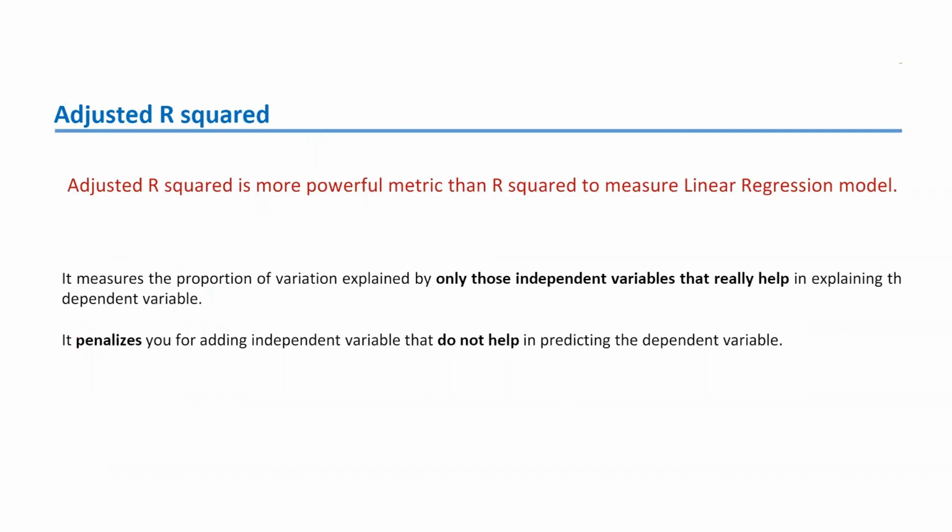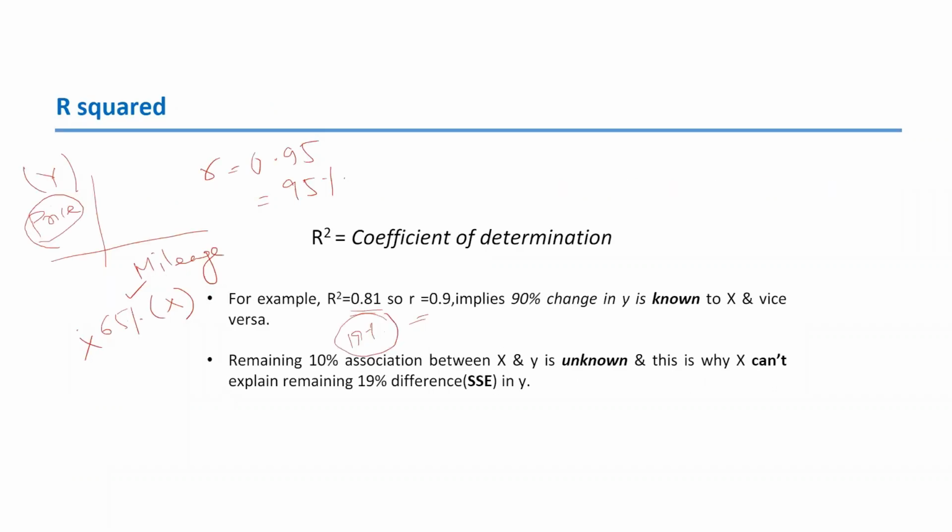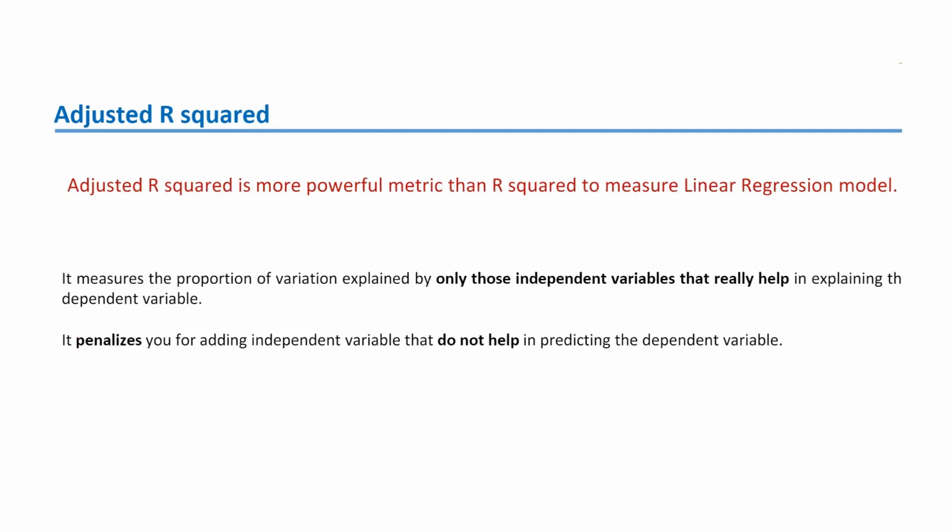Now we come to the next part, which is the adjusted R square. So we have R squared here, and we have the adjusted R square. Adjusted R square is a more powerful metric than the R square to measure the linear regression model. It measures the proportion of variation explained by only those independent variables that really help in explaining the dependent variable. It penalizes you for adding independent variables that do not help in predicting the dependent variable.